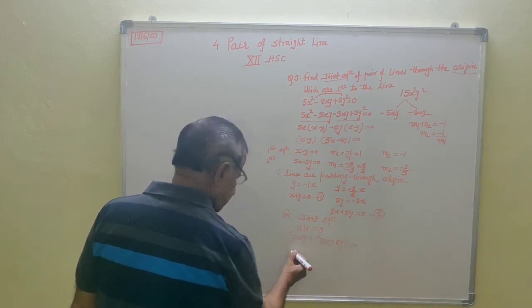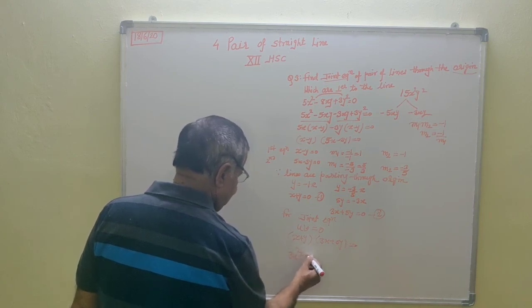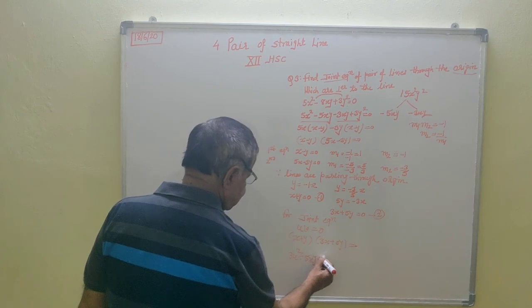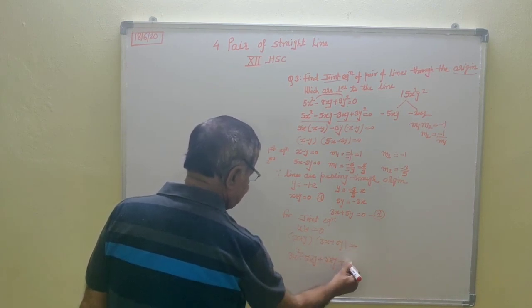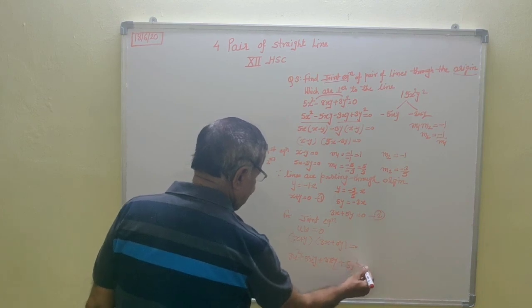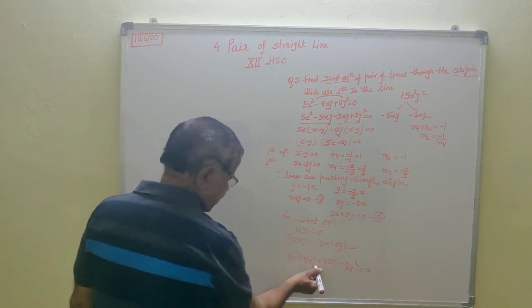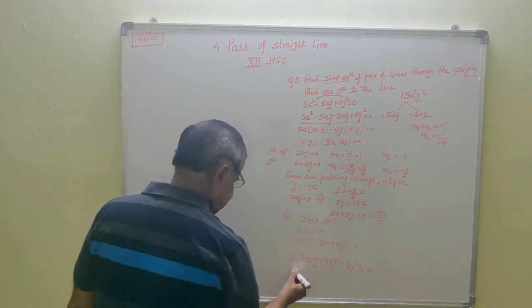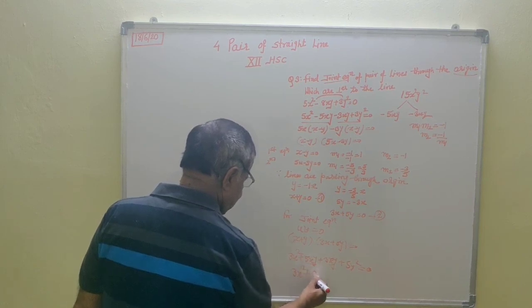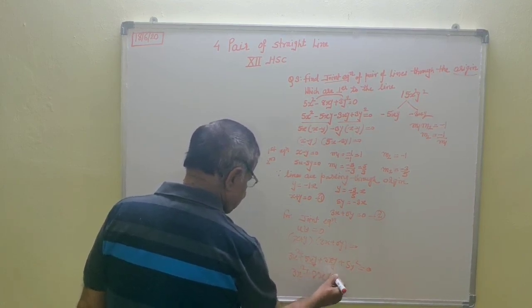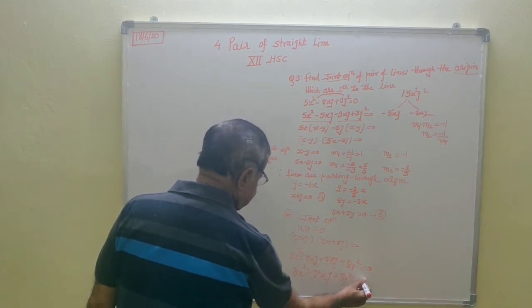What will I get? 3x square plus 5xy plus 3xy plus 5y square is equal to 0. Now I know these two terms are like terms, so I can add them. So I will get 3x square plus 8xy plus 5y square. This is the required answer for the given problem.